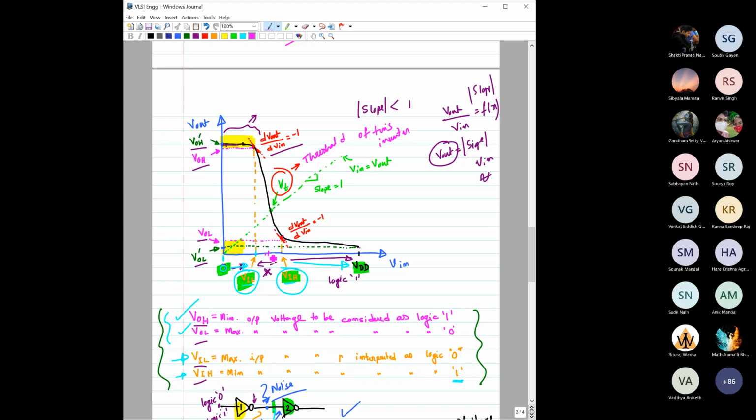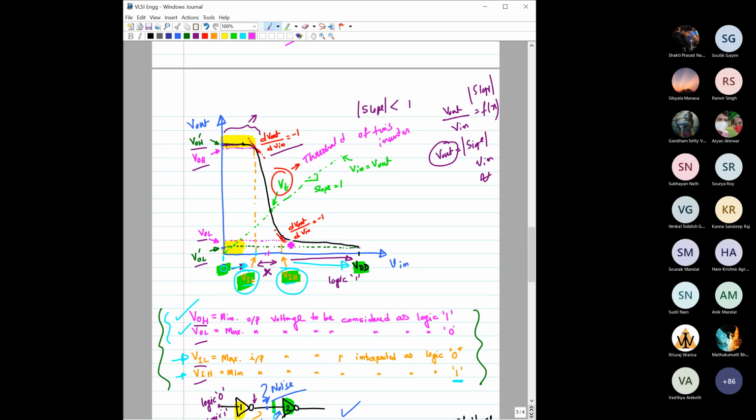If any input you have given is below this threshold, then for this inverter you are expected to get a logic high output. If any input is beyond this VT, then you are expected to get a logic 0 output. That's how a threshold is defined for any digital logic gate. Now, how do we get that threshold from this VTC?